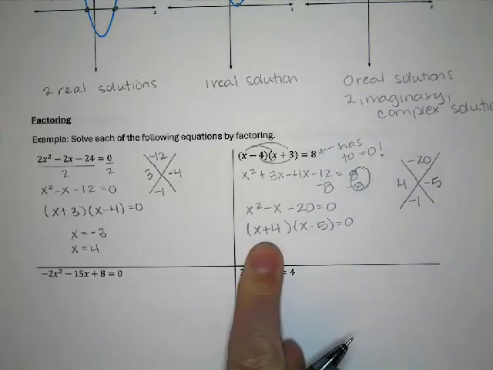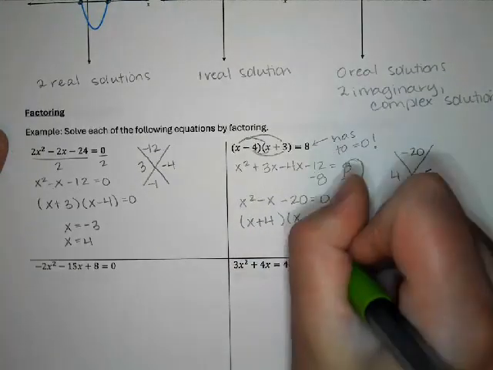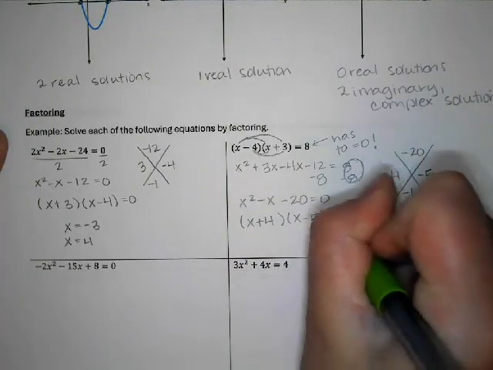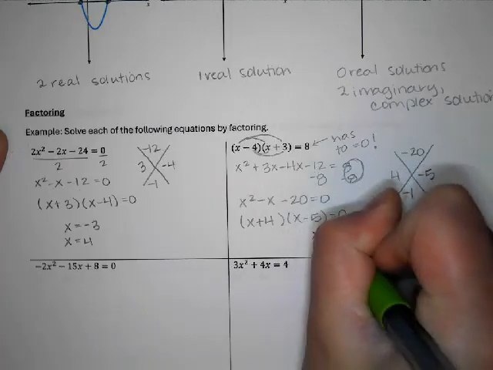Now the solutions are the opposite signs of those. So x equals -4, x equals +5.